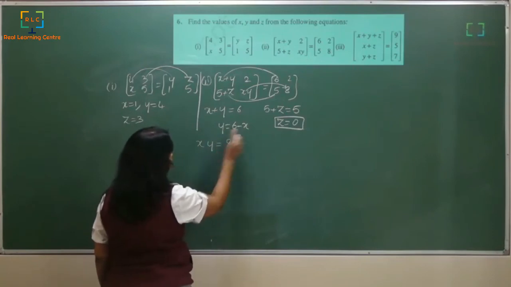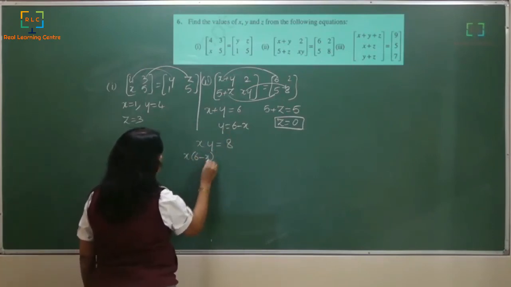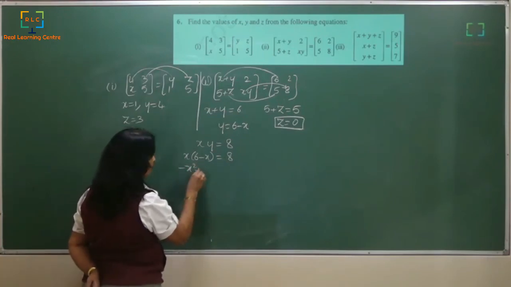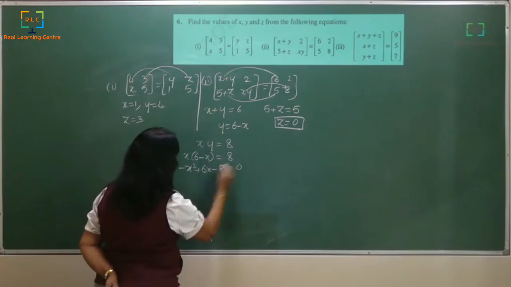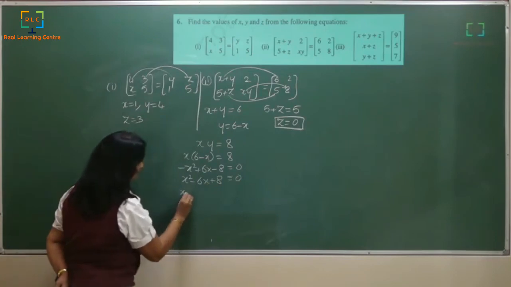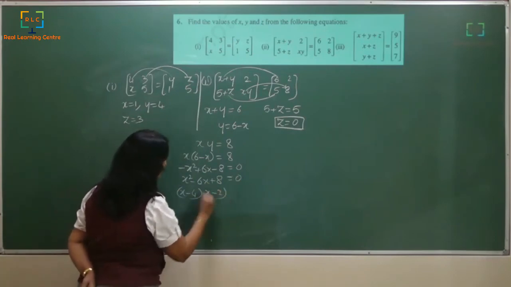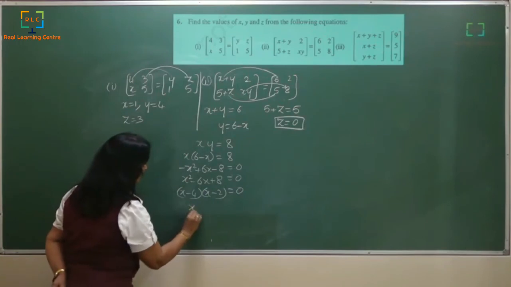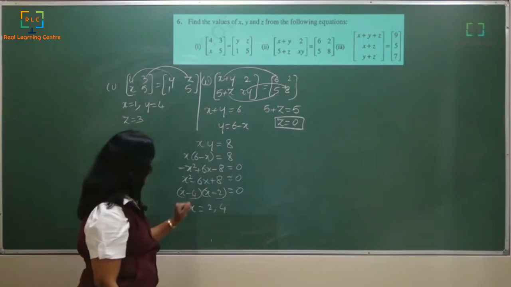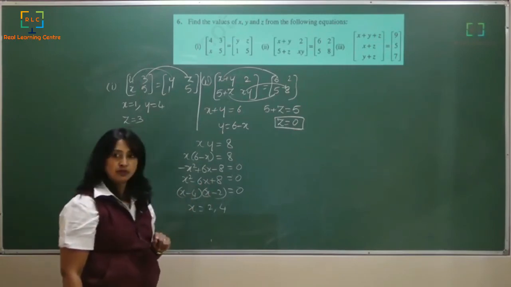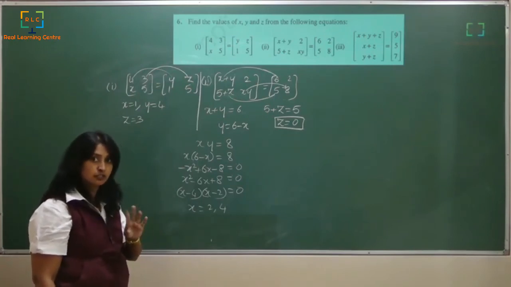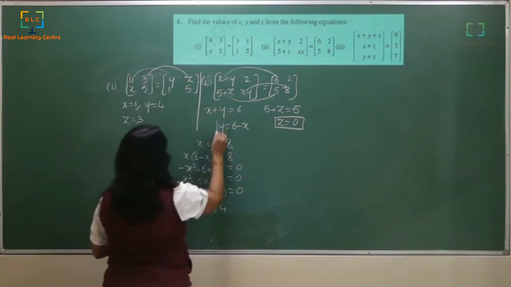So I shall substitute y is equal to 6 minus x. x into 6 minus x is equal to 8. Take x inside. You have got minus x square plus 6x minus 8 equal to 0. Or this is also x square minus 6x plus 8 equal to 0. Factorizing, you are getting x minus 4 into x minus 2 equal to 0. So I got x is equal to 2 comma 4. Am I right? Minus 4 minus 2 gives you minus 6. Minus 4 into minus 2 is giving you plus 8. I've got 2 values of x, so I should get 2 values of y because they are related. See, the relation is here. What is y equal to?